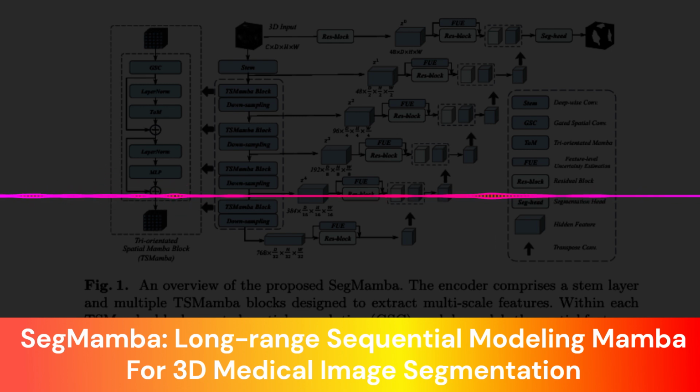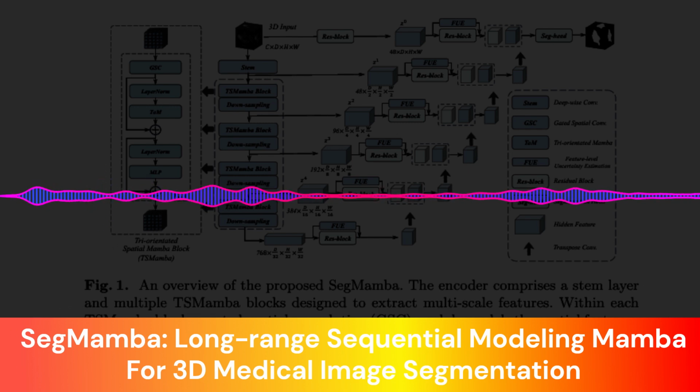What about the efficiency claims? Did they measure memory and speed? They did. They compared SegMamba's training memory, inference memory, and inference time against methods like UXNet with large kernels and transformer-based methods. Was Mamba actually more efficient?